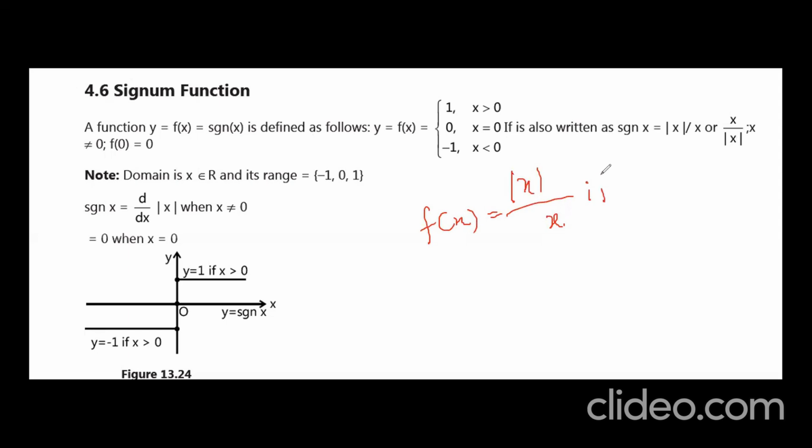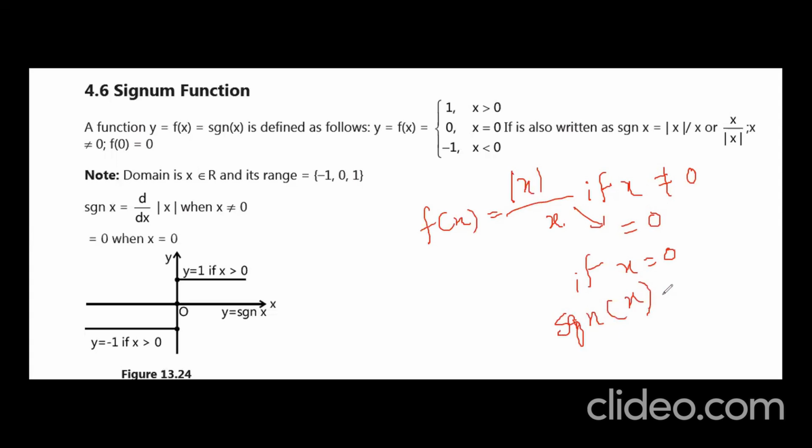What is the condition? If x not equal to 0. If x not equal to 0, this total thing is mod x by x, and if x is equal to 0, it becomes 0. This is the signum function, or signature function. It is denoted by sgn of x, like this.